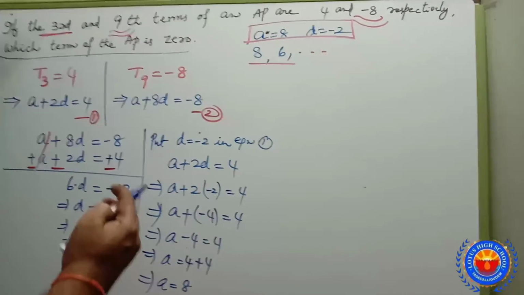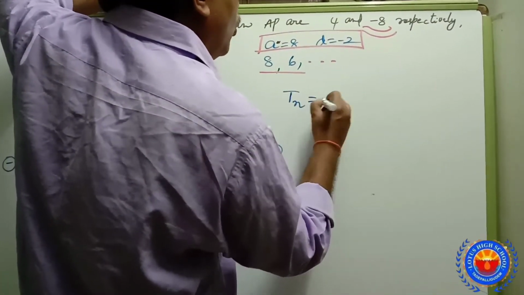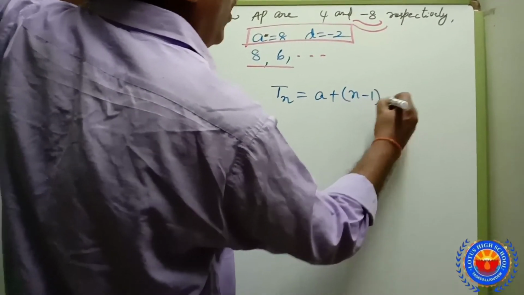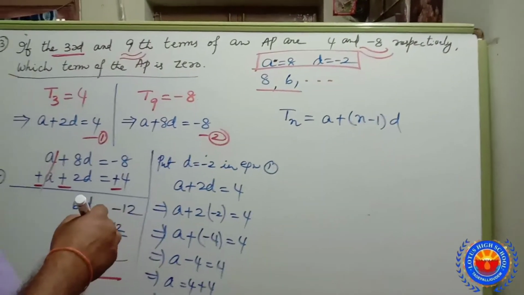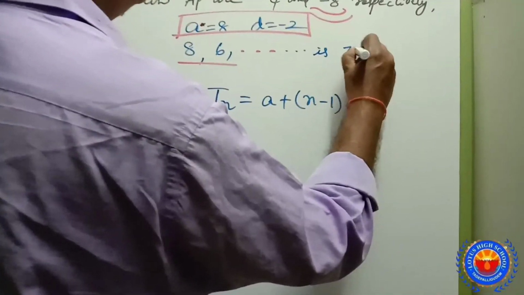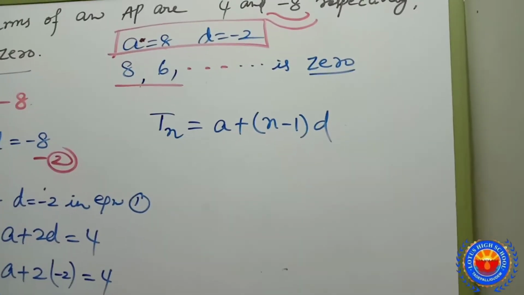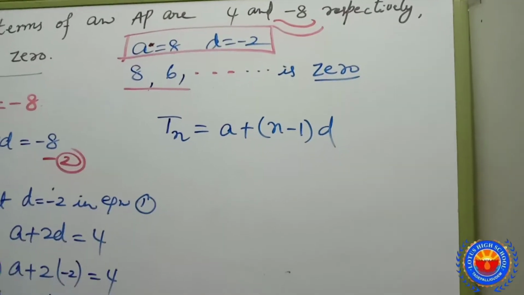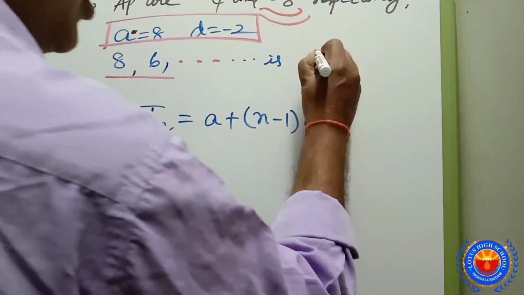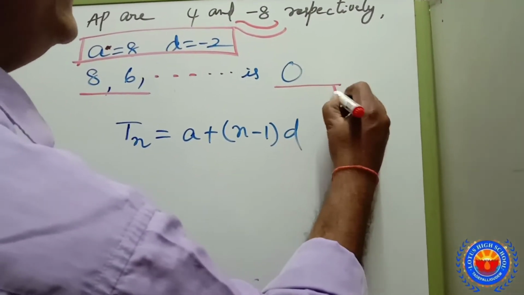We are using the formula: Tn is equal to a plus (n minus 1) into d. So, which term of this AP is 0? Better you write 0, otherwise you will get confused. So this is nothing but Tn.